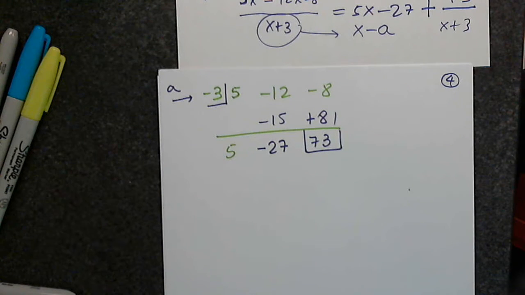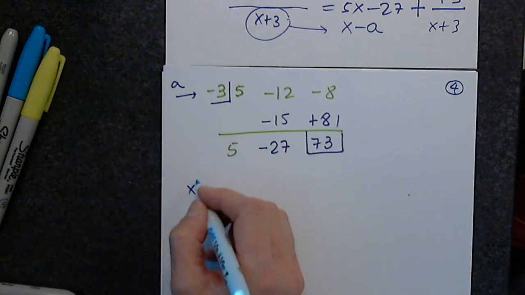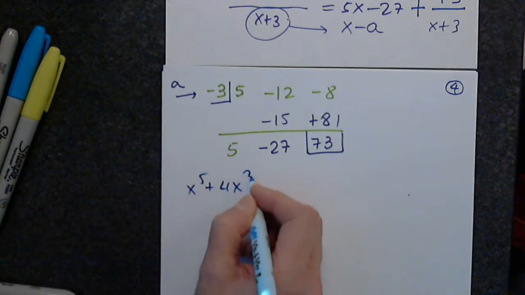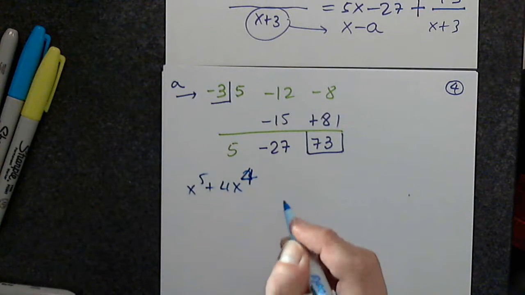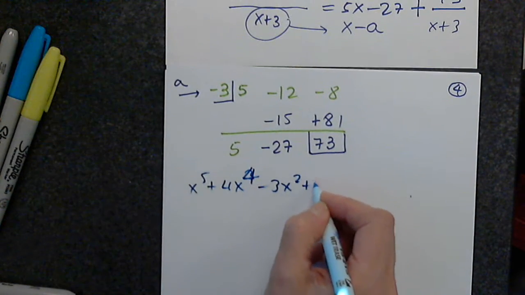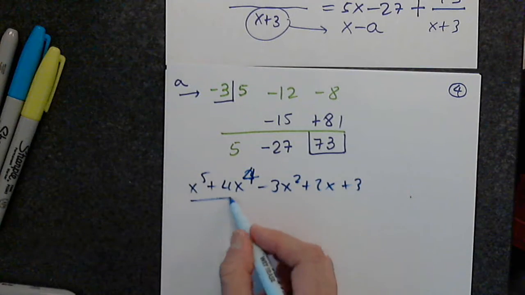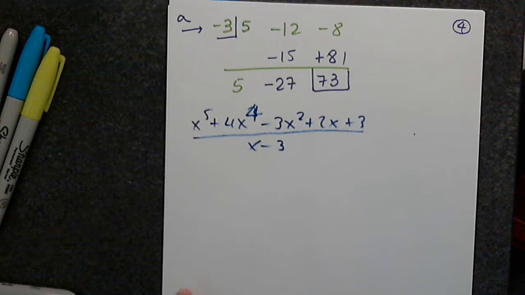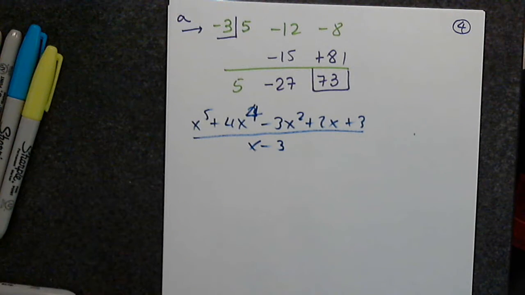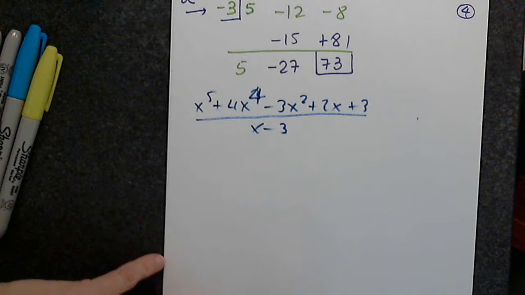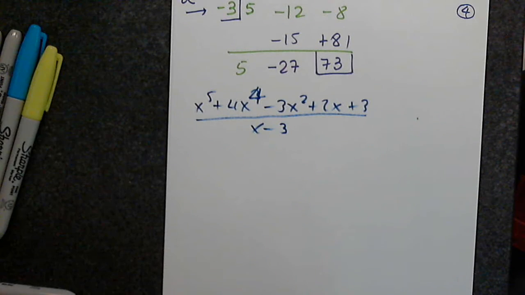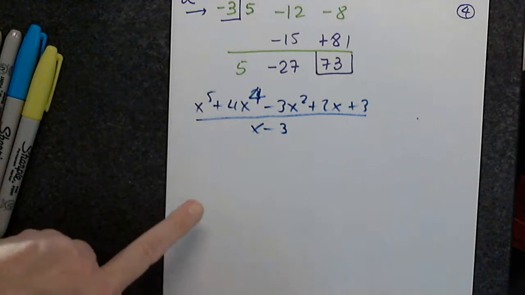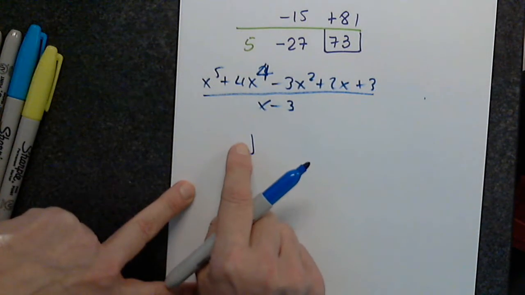Okay, one more, and then we continue with something else. So let's say x to the 5th plus 4x to the 4th minus 3x squared plus 2x plus 3. Everything divided by x minus 3. Ready? Are they both in descending order? What is the degree of the top? Is there any missing term? Yes. Perfect. So please dictate the box first.